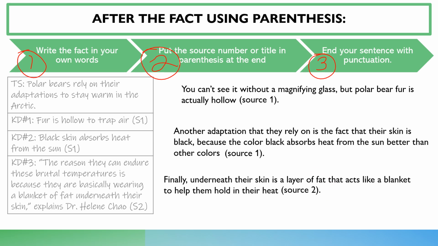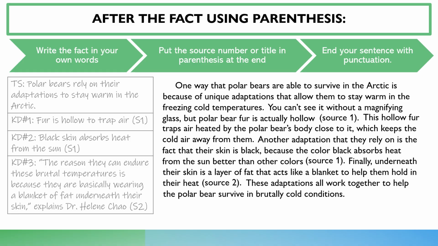So these are how I could take each of my key details and write them and cite the sources at the end using parentheses. Now let's take a look at what that would look like in a sentence or in a paragraph. So here's that same paragraph where I've got my key details in it with my sources cited. I started with my topic sentence and then I've got key details. I'm going to go through and color code topic sentence, key detail, and elaboration so you can see what those look like in this paragraph.